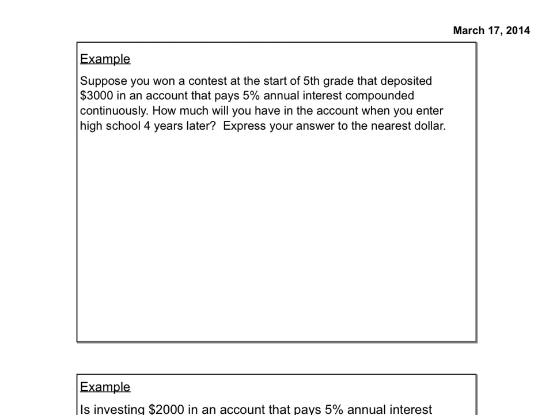So here's an example of using a compounded continuously account. It says, suppose you won a contest at the start of 5th grade that deposited $3,000 in an account that pays 5% annual interest compounded continuously. How much money will you have in the account when you enter high school 4 years later? So assuming you don't take any money out, you don't deposit any other money, how much money is going to be in there? So we use that PERT formula, the initial amount, 3,000.